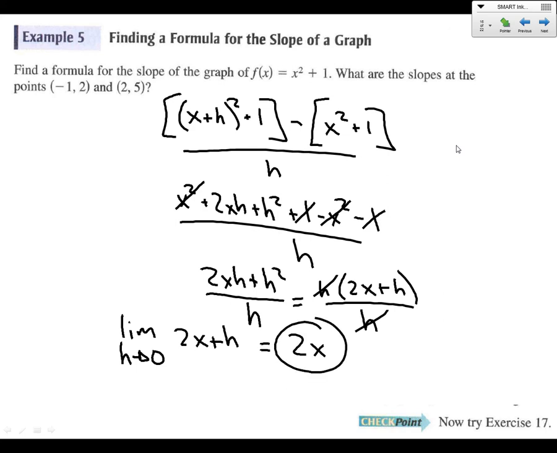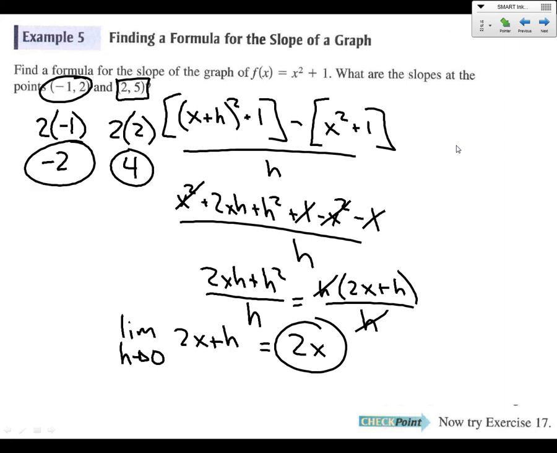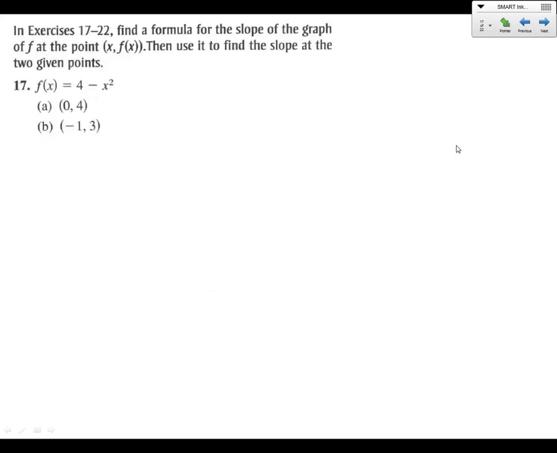So now we can go here. What's the slope at this point? It's going to be 2 times negative 1, 2 times x. So that's going to be negative 2. What's the slope at this point? It's going to be 2 times the x value, 2 times 2. So the slope there is going to be 4. All right, so we found the general formula, and then we were able to plug in specific x values. So you're going to do the same thing here for exercise 17.